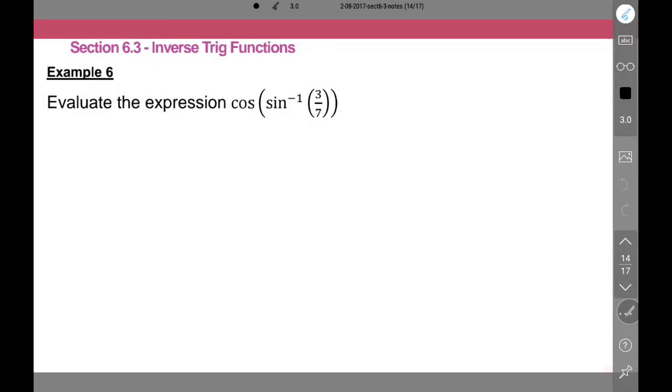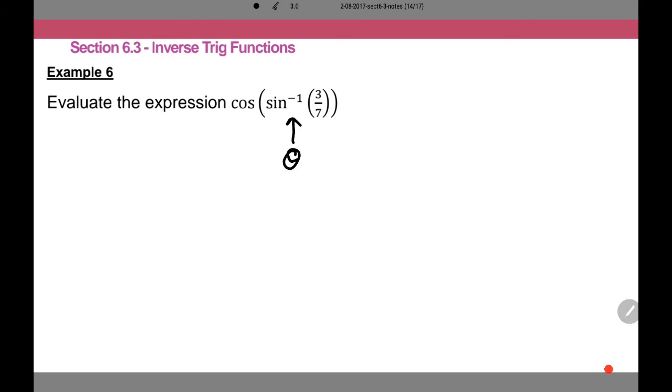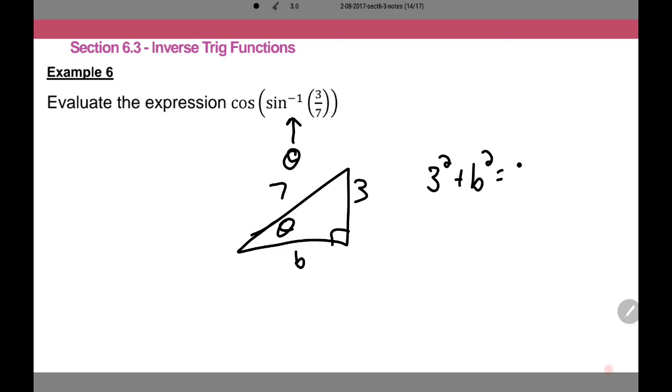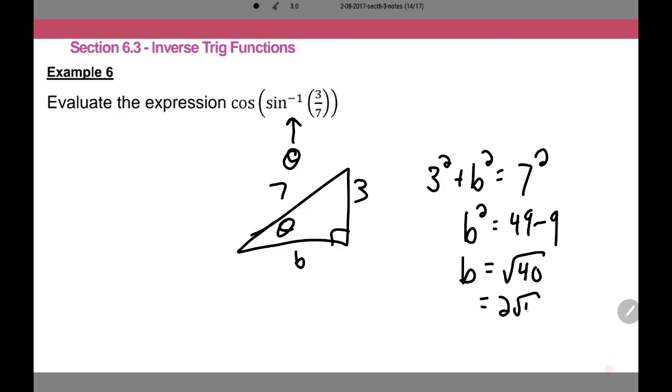All right, and this one, we need to use this to say this is our angle theta. So if I'm doing that, that means I've got a right triangle with theta. 3 is my opposite side, 7 is my hypotenuse. That means I need to find this third side. So I'll call it b here. And we just need to do Pythagorean theorem. So 3 squared plus b squared equals 7 squared. So that means b squared is equal to 49 minus 9. And b ends up being the square root of 40. And if we break that up, we get 2 square root of 10.